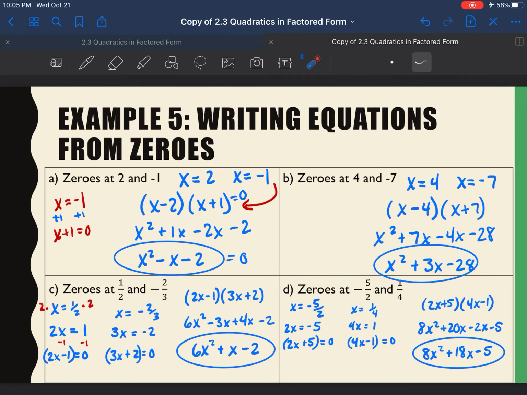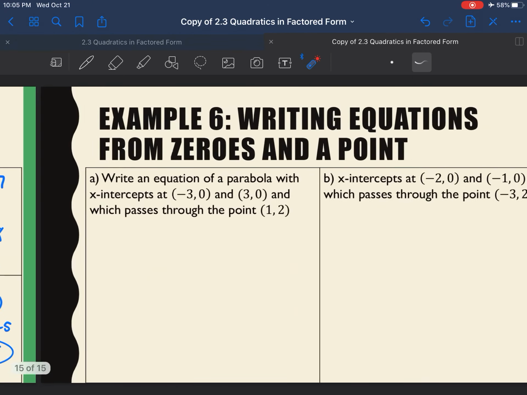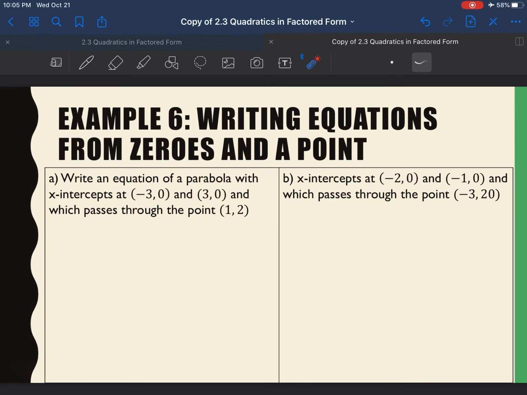So now we're going to, these are basic equations. Now we're going to do ones that are really, really specific. So this problem says write an equation of a parabola with x-intercepts at negative 3 and at 3, and then you have another point somewhere on the parabola at (1, 2). So what we're given here is x equals negative 3 and x equals positive 3.